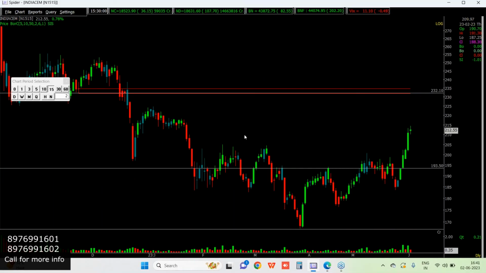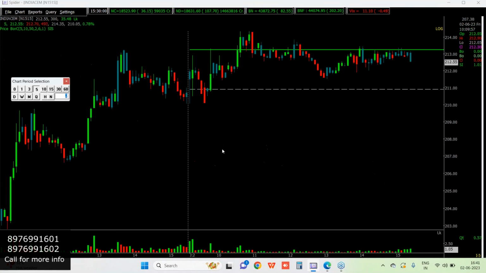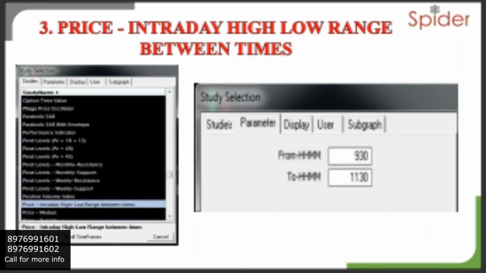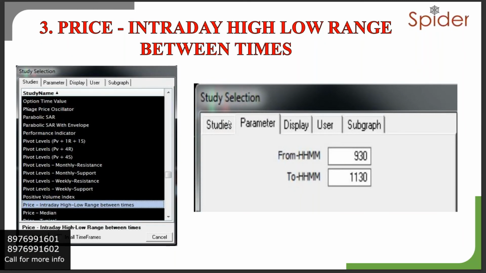Now we are moving on to condition 3, which is specifically for the intraday users. Here you can see everyone has their different theories on the candles. If someone wanted to mark any particular time frame, then he can use this study. Previously we didn't have this study, but right now we added one study which is named price intraday high-low range between times. So you can specify the time. Suppose I use 9:45 till 10 a.m. candle, this study will mark the high and low of that candle.